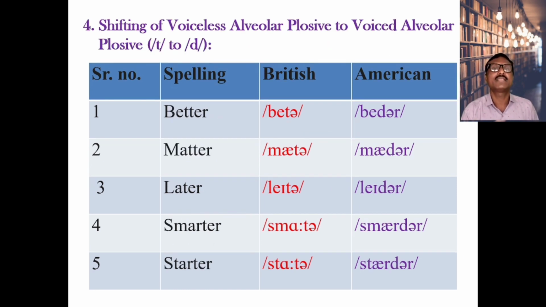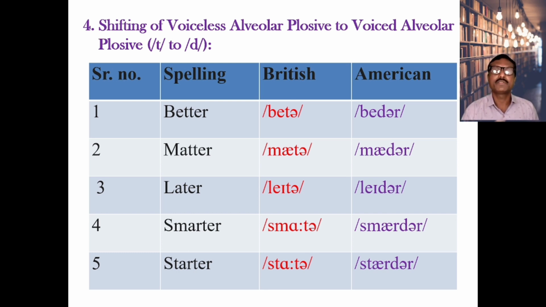There is another characteristic feature of American English in which the voiceless alveolar plosive sound actually becomes the voiced alveolar plosive. In simple words, t becomes d when it occurs at the end and mostly before the r sound, which British speakers tend to pronounce as t. You can understand it with the help of the example better. So it is better for British, and for American it is better. It is matter for British, and for American it is matter.